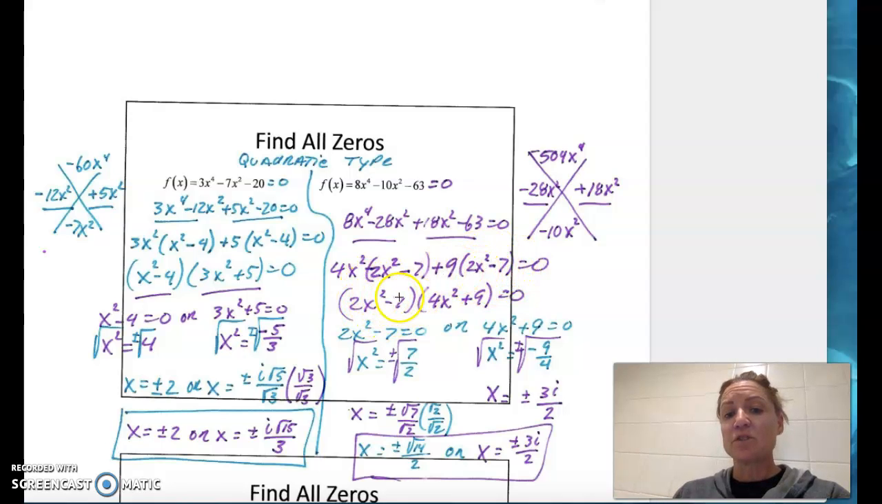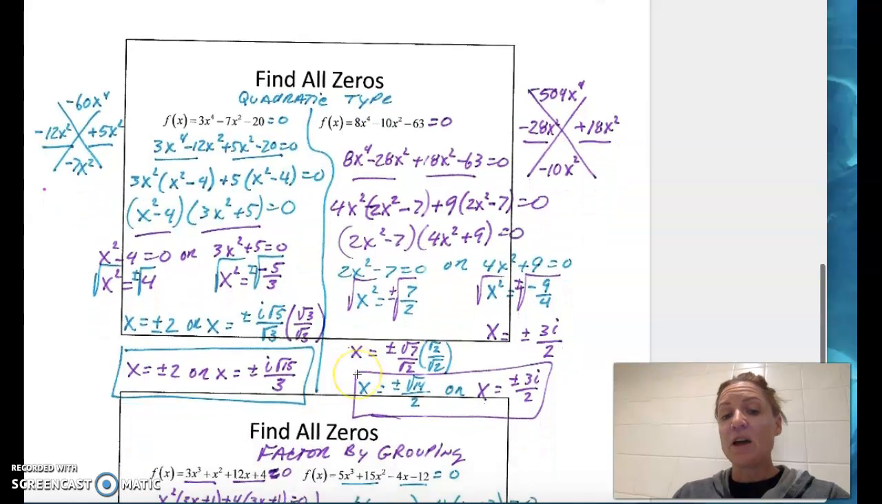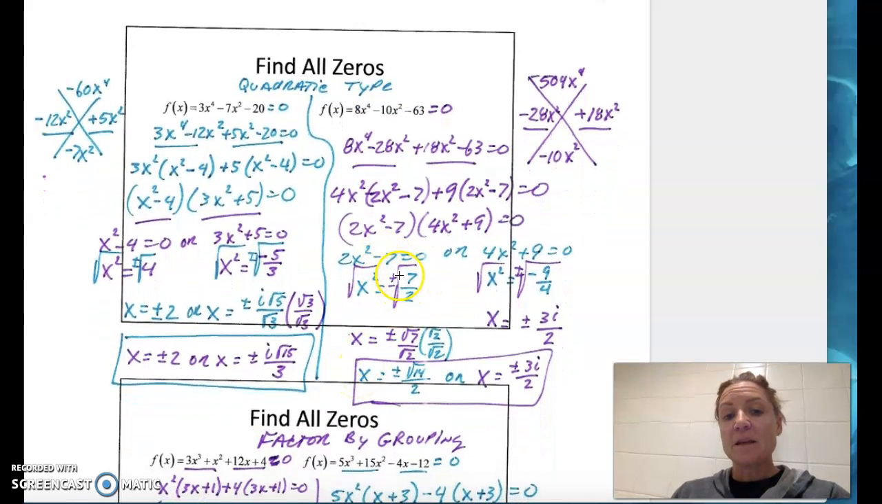So that becomes our first binomial. And then the 4x squared plus 9 becomes our other binomial. We set each of those equal to 0 and then simplify. So for this one, we add 7, divide by 2, take the square root.